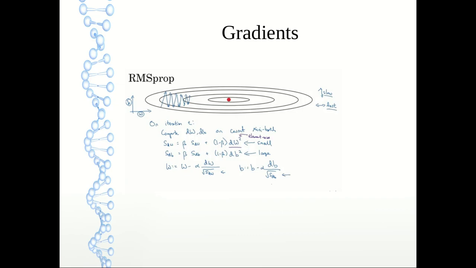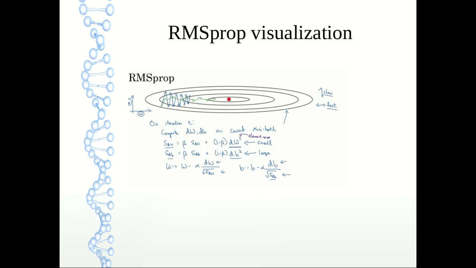So updates in the vertical direction are being divided by a much larger number, so S_db is going to be large because db is large and the square of it is also going to be large, and we are dividing updates in the vertical direction by a much larger number, and then we are damping out the oscillations in the vertical direction. If you try to visualize it, as you can see this green line over here, we are able to traverse faster in the horizontal direction, and that would enable us to converge at the global optimum at a much faster rate.